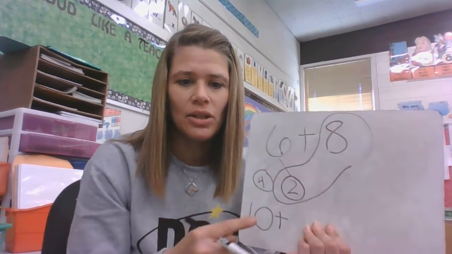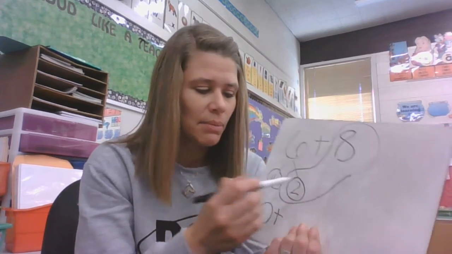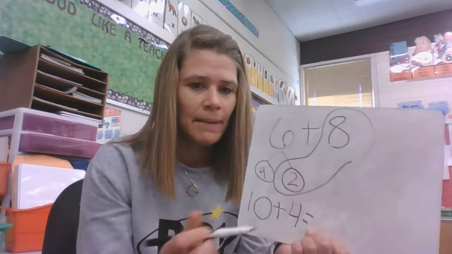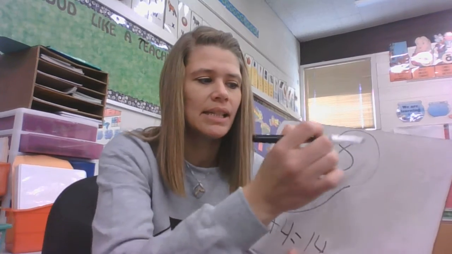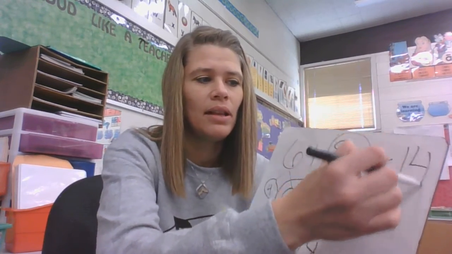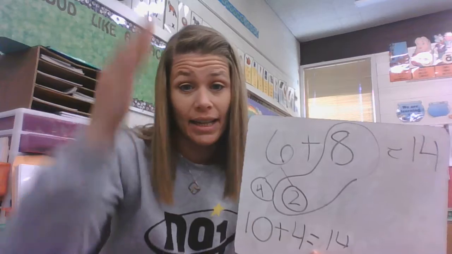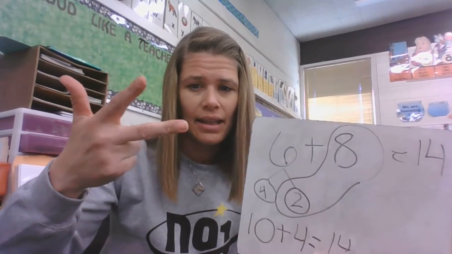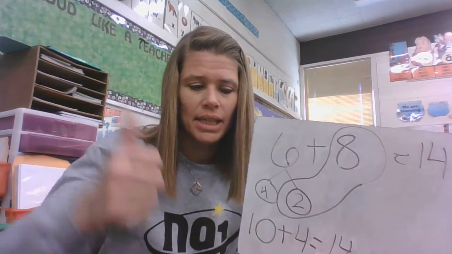So I've got my 8 and 2, which make 10. Plus my 4 more gives me 14. So 6 and 8 must equal 14. And I can check it. 8, 9, 10, 11, 12, 13, 14.